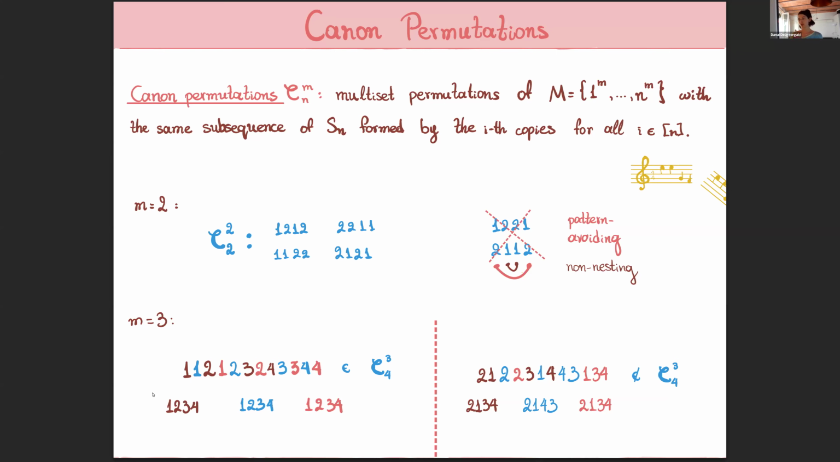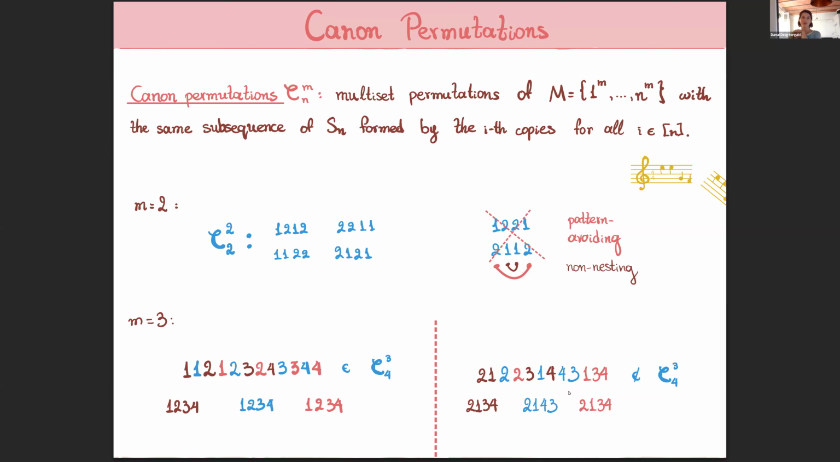What about the permutation on the right side? Now I look at the first occurrence of 1, 2, 3, 4, and I get the permutation 2, 1, 3, 4. And then I look at the second occurrence and I get the permutation 2, 1, 4, 3 instead. So that's not a Canon permutation because they're different. Okay, so I want all of those to be the same.